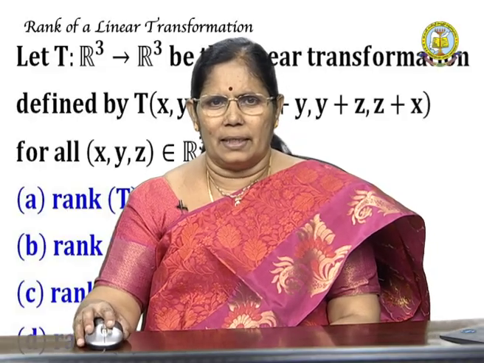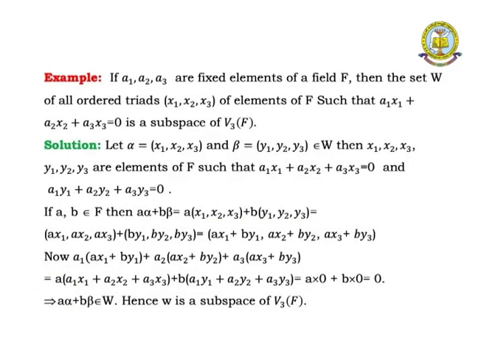That means, see here, you have alpha is an ordered triad x1, x2, x3, and beta is an ordered triad y1, y2, y3. Then x1, x2, x3, y1, y2, y3 are all elements of F such that a1 x1 plus a2 x2 plus a3 x3 is 0 and a1 y1 plus a2 y2 plus a3 y3 is 0. So, if a comma b belongs to F, then what is a alpha plus b beta? This is nothing but a x1 plus b y1 comma a x2 plus b y2 comma a x3 plus b y3.